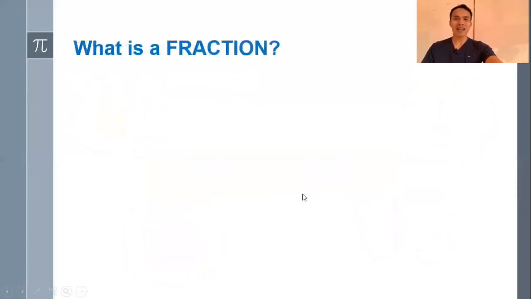Now let's define what fraction really is. A fraction is just a part of a whole. Remember the word part and the word whole. We've used these words when we use bar model, right? In a bar model, there's a part, there's a whole.